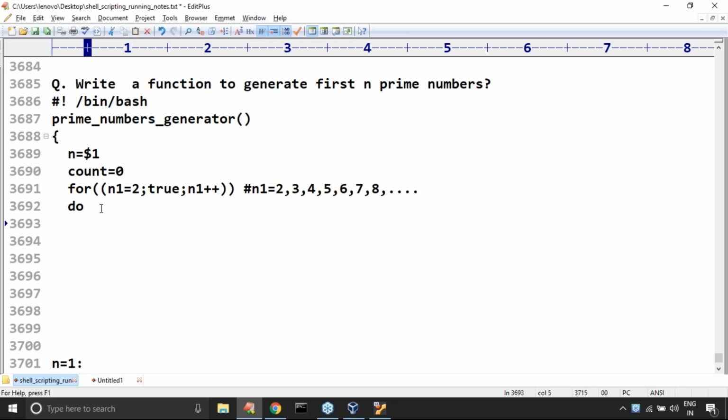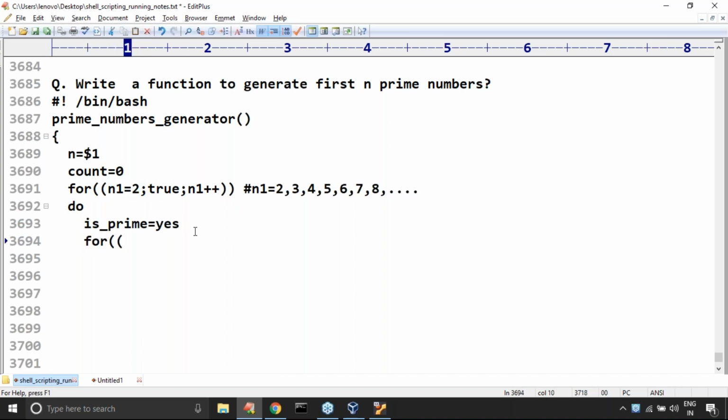Any doubt, how many times is this for loop going to execute? Infinite times. First time n1 is 2, next time n1 is 3, 4, 5, 6, and so on. Now I have to write the logic to check whether the current number n1 is a prime number or not. Is prime is equal to yes, I'm taking. Now I have to test whether n1 is the prime number or not.